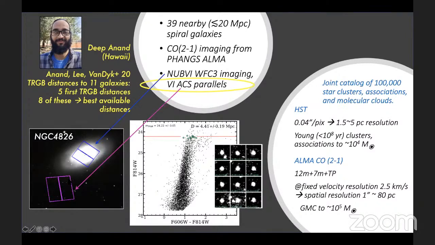So in this work with this incidental parallel observation, we now have these tip of the red giant branch distances to 11 galaxies, 5 of these represent the first TRGB distances for those galaxies, and 8 of these represent the best available distances. These kinds of distance measurements are incredibly important for a nearby galaxy sample because we cannot simply use the redshift to compute the distance due to peculiar velocities. And those can be comparable to the recessional velocities, again, for these nearby galaxies. And of course, we need the distances to derive all sorts of physical parameters.